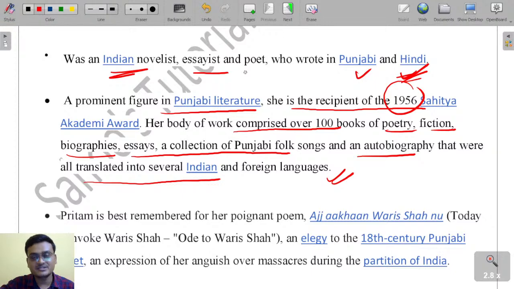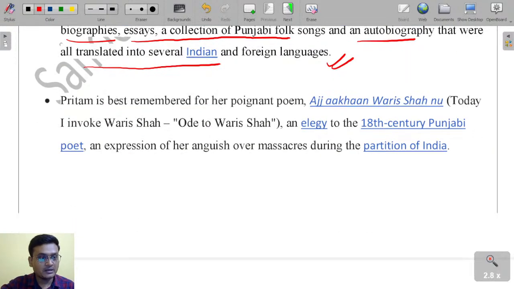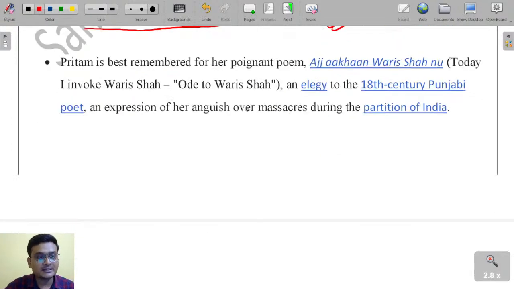Basically, she was a Punjabi and Hindi writer. Her works have been translated into several Indian and foreign languages. Amrita Pritam is best remembered for her poignant poem called Aaj Akhan Waris Shah Nu, that is, today I invoke Waris Shah.